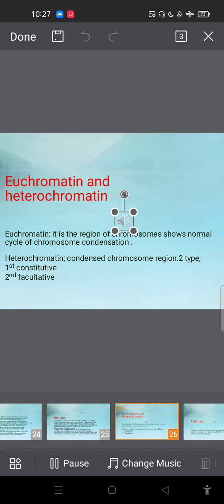Next one is euchromatin and heterochromatin. The degree of DNA packaging changes throughout the cell cycle. Two forms of chromatin are defined, each on the basis of chromosome staining properties. First one is euchromatin. These are the chromosomes or regions of chromosomes that show the normal cycle of chromosome condensation in the cell cycle. Visually, euchromatin undergoes a change in intensity of staining, ranging from the darkest in the middle of mitosis to the lightest in the S-phase.